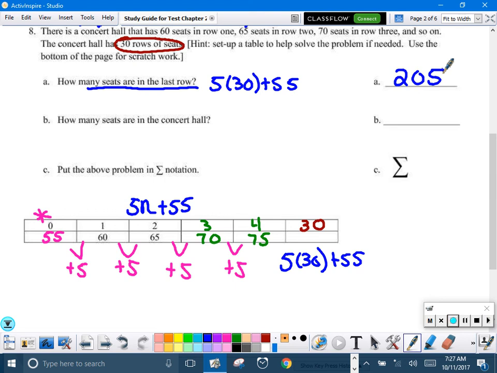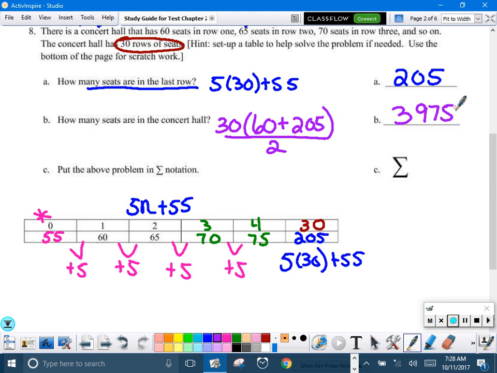B, how many seats are in the concert hall? Just like on this page, we're going to use that formula. Let me fill this in down here first. This was 205 there. There are 30 rows, so we're going to go 30 times how many seats were in the first row, 60, plus 205 seats in the last row, divided by 2. So we're using that formula that's on the same page. We plug that in. There are 3,975 seats in this concert hall.